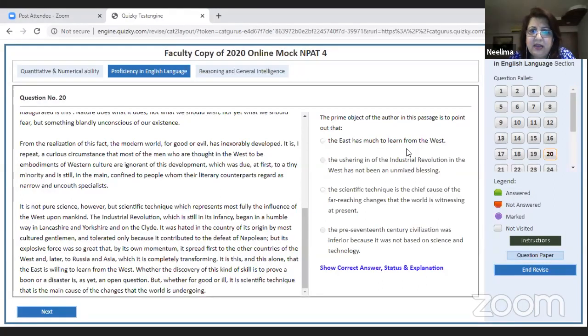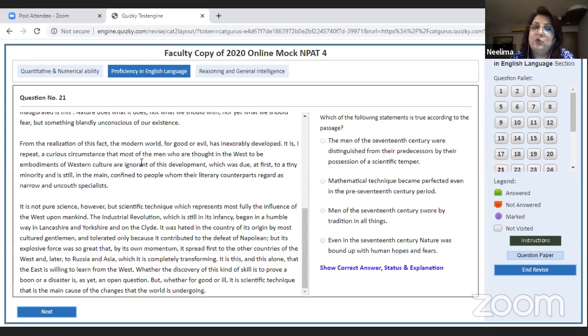East-West, was it the main idea? No. The ushering of the Industrial Revolution in the West has not been an unmixed blessing. Are we talking about Industrial Revolution in the entire passage? No. So it cannot be the prime idea. The scientific technique is the chief cause of far-reaching changes that the world is witnessing at present. Yes, science to transformation. That was the flow of the passage. So this becomes your answer, transformation to science.